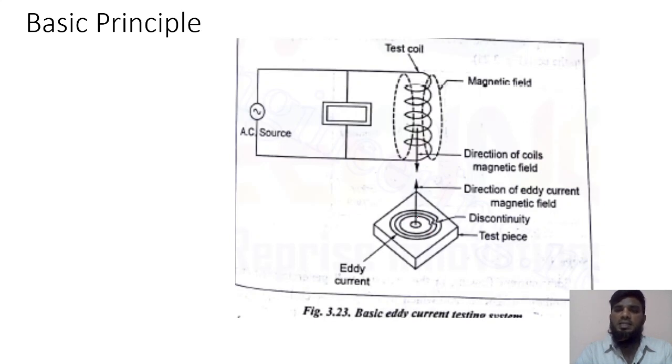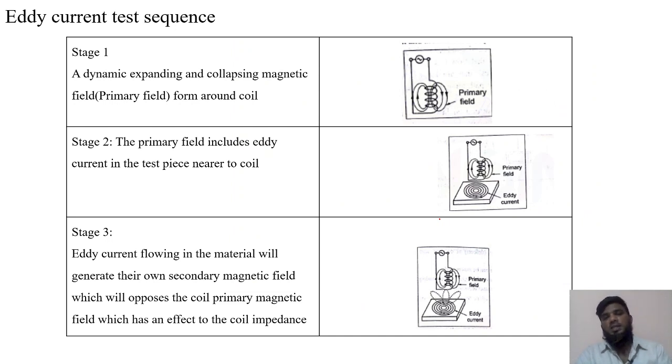Eddy currents are generated around this circular device. Because of the presence of some discontinuity, the current which is induced in this will have some kind of disturbance, like this. Based on that, we are able to identify where the discontinuity is present and at what depth it is present. So let us see the stages.